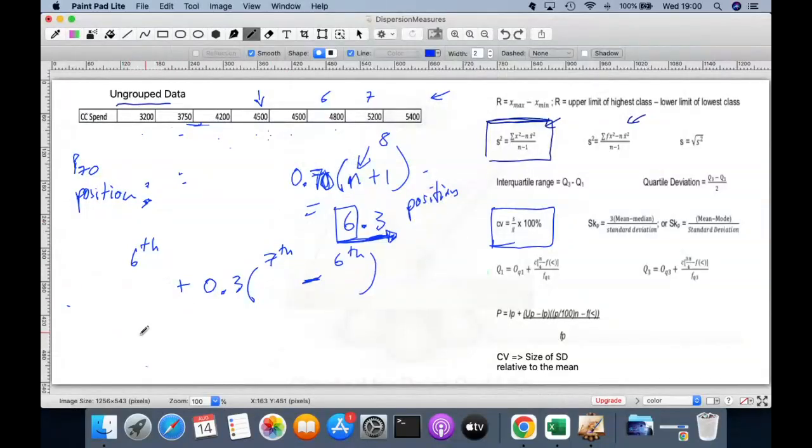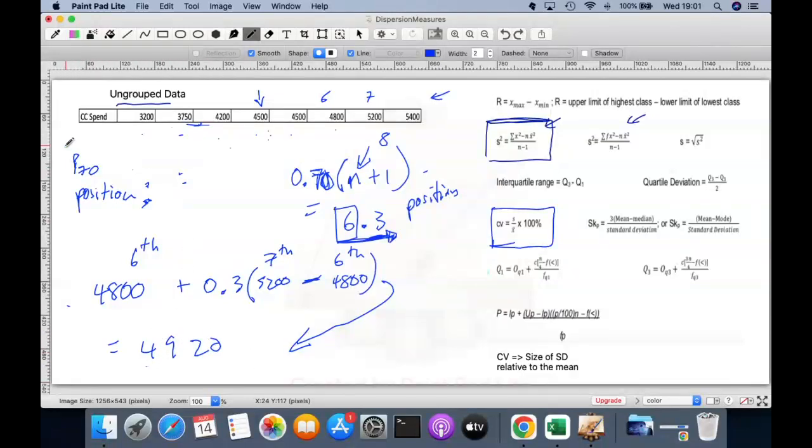Yes, so the final answer that you get is 4920. You would have got the sixth number, which is 4,800, plus 0.3 into the seventh, which is 5,200, minus 4,800. And that gives you this answer here.